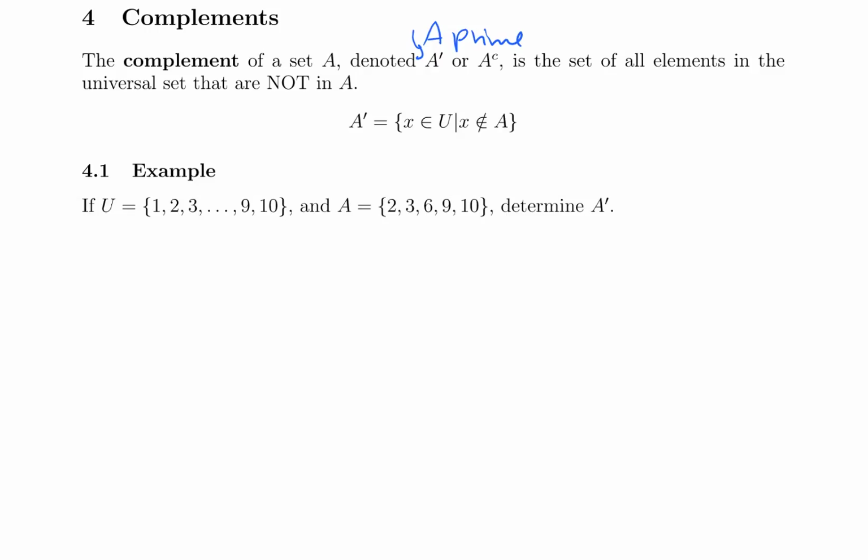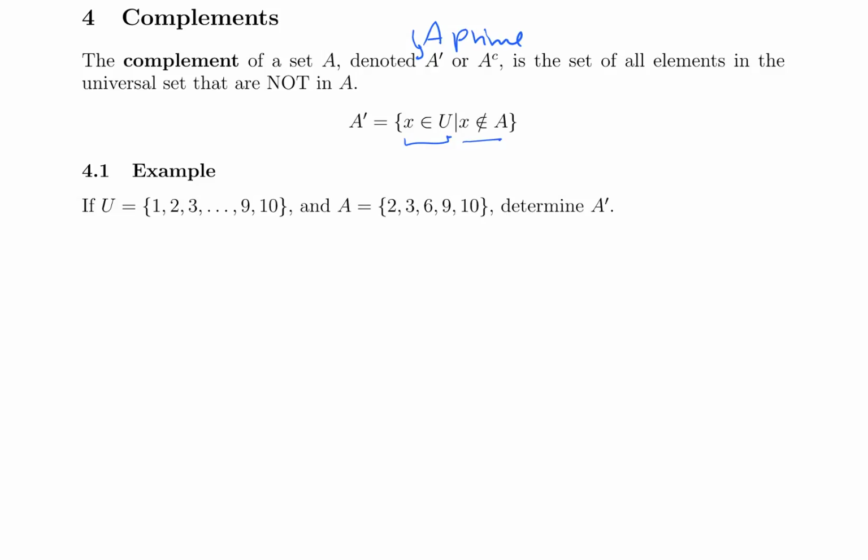So remember earlier we defined the universal set. That sort of defines the universe where you exist, and so A is going to be a subset of the universal set, and then the complement is everything else. In set builder notation, this would be the set of everything in the universal set that is not in A.